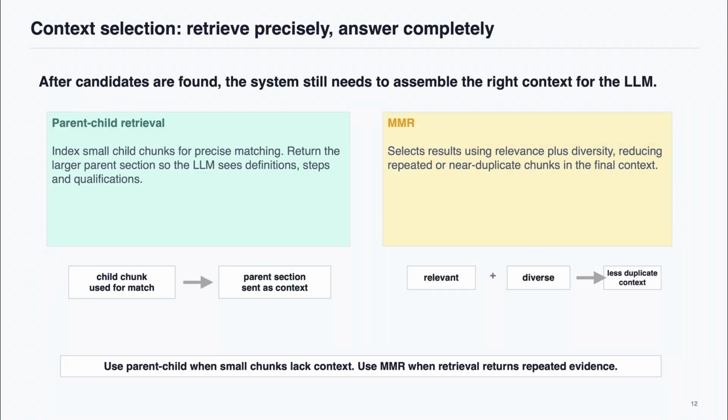Finding the right candidate is only part of the job. The system must also send enough useful context to the LLM. Parent-child retrieval searches smaller child chunks for precise matching, then returns the larger parent section that contains definitions, steps, and qualifications. MMR, or Maximal Marginal Relevance, addresses a different problem. It balances relevance and diversity so the final context does not contain several near-duplicate chunks. Parent-child improves completeness. MMR reduces repetition.